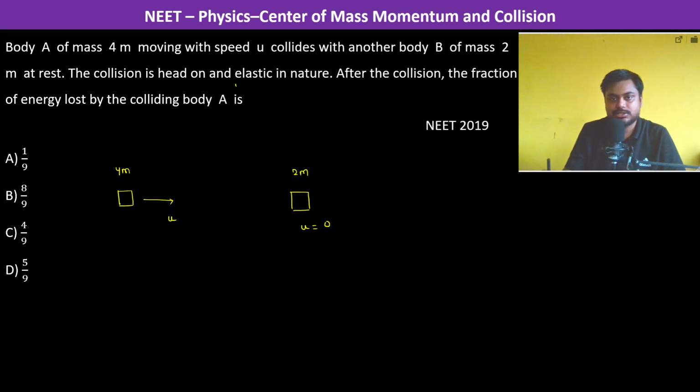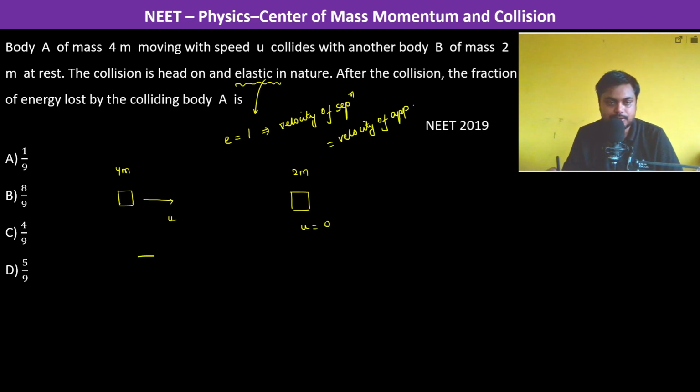Since it is elastic, we have e equal to 1. That means the velocity of separation should be equal to the velocity of approach. So let us say after collision, 4m is moving with velocity v1 and 2m is moving with velocity v2.